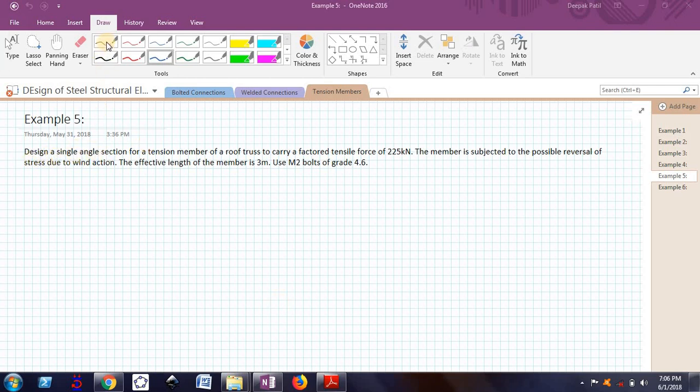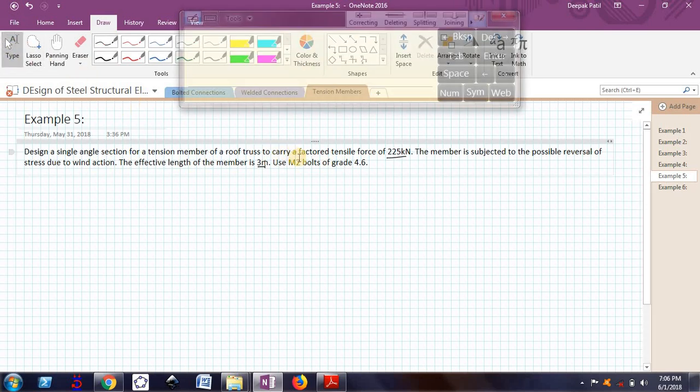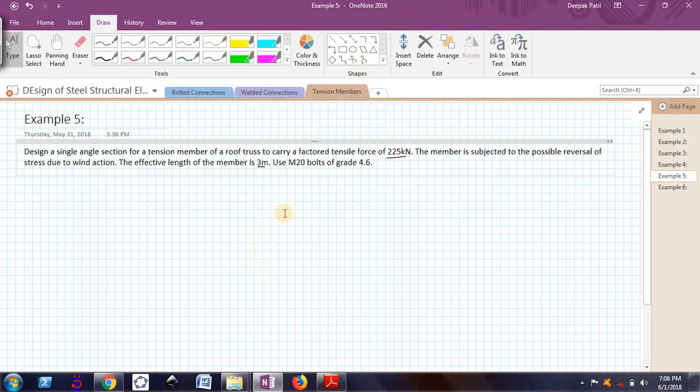We need to design a single angle section for a tension member of a roof truss to carry a factored load of 225 kN. The member is subjected to the possible reversal of stresses due to wind action. The effective length of the member is 3 meters, and you need to use bolts of M20. The bolt grade you have to use is 4.6, and you have to design a particular section. So we'll see how to do that.